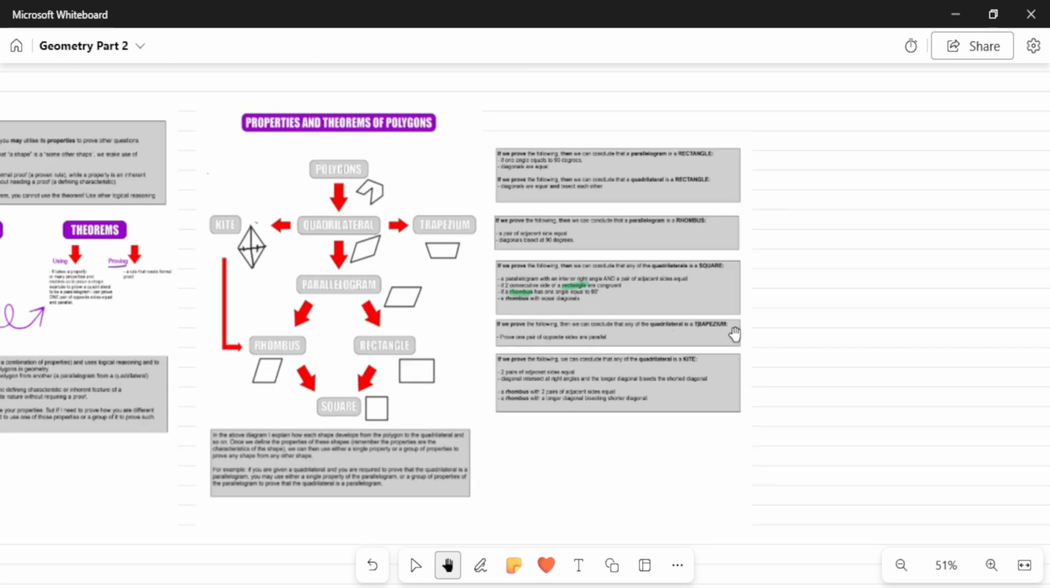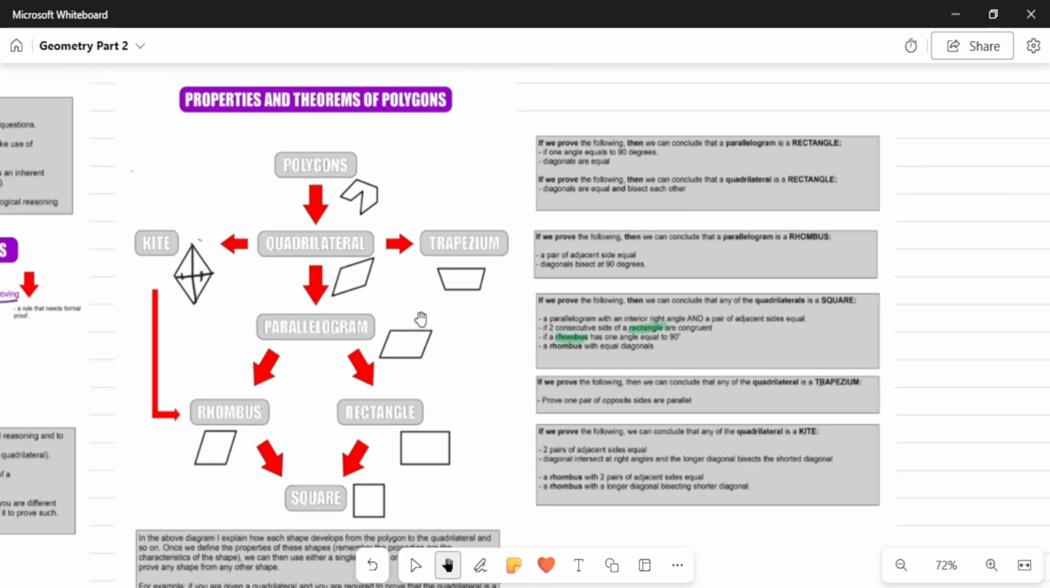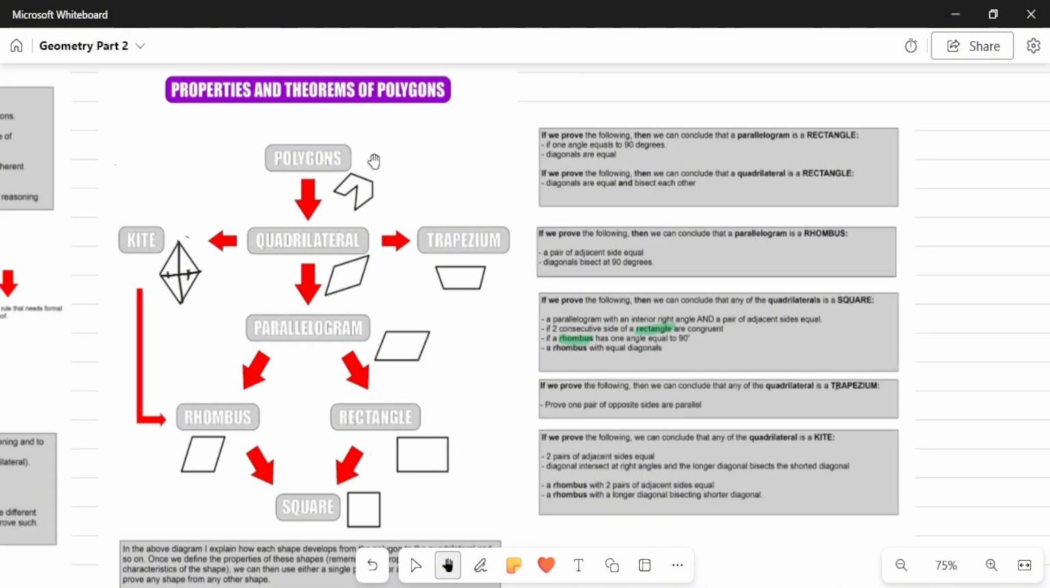Now, that's everything that you need to know on the theorems. Right? So it's a bit complicated, but if you study it and you understand when to use properties and when to use theorems, then you'll be good with geometry. Right.